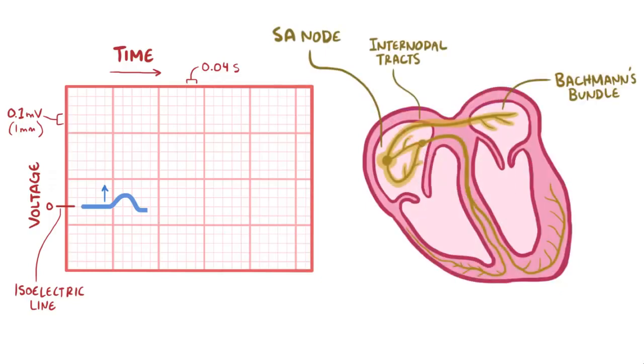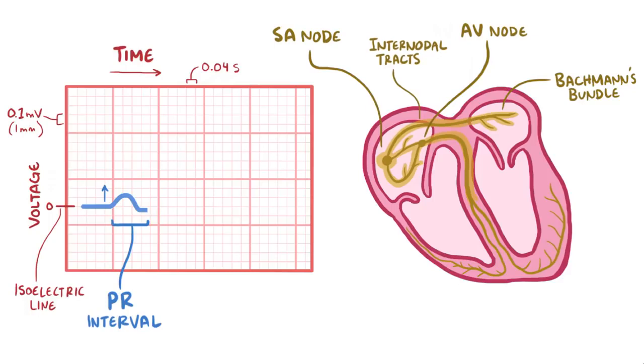Meanwhile, the signal also gets carried from the SA node to the AV node, where it gets delayed just a bit. This allows the atria to fully contract and fill the ventricles with blood. During this delay, there's no depolarization wave moving towards or away from lead 2, so this shows up as a flat line, and the interval from the beginning of the P wave through this flat portion is called the PR interval.